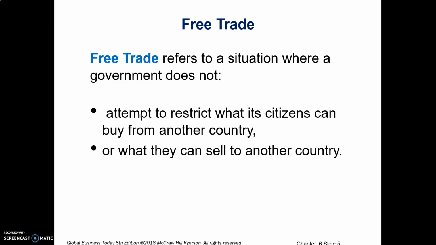Each country basically restricts some products or services from entering their country. Generally, this is done, and we'll go into this later on in the chapter, to promote domestic jobs and to increase exports.